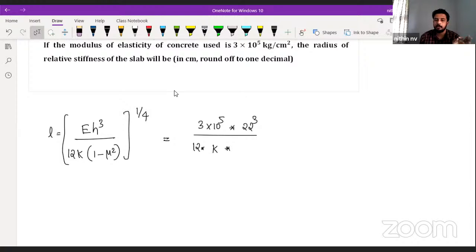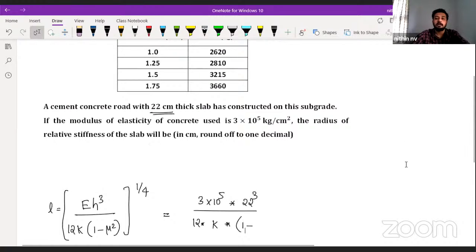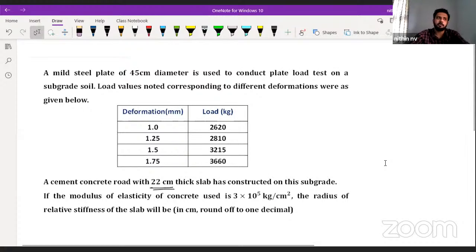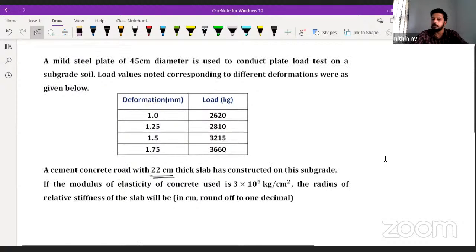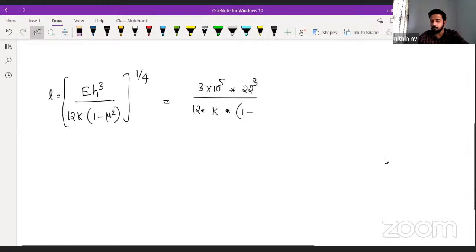I'm putting it there. Now what is this mu? Yes, Poisson ratio. That is not given. Then what to do? Poisson ratio is actually lateral strain by linear strain. You might have studied in strength of materials, but that is also not given. Then what to do? If they are not giving the value of Poisson ratio of concrete, we have to take the value, how much? 0.15 if it is not given.